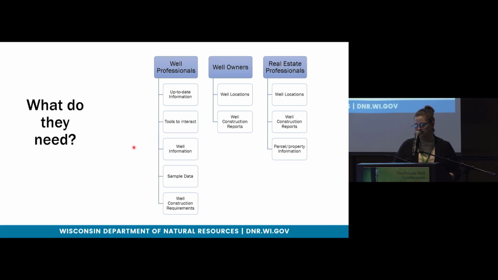Our well professionals need a lot more information. So they need things that are up to date. So paper maps are kind of out of date the second you print them. They need tools to interact with that data. They need to be able to manipulate and annotate that data. They need to know the well information, and they need to know sample data. And they also need to know our well construction requirements throughout the state.